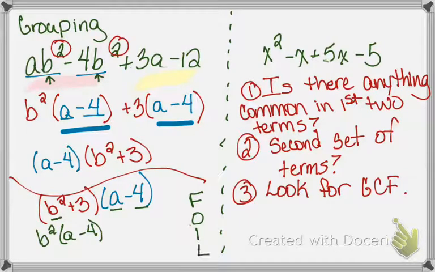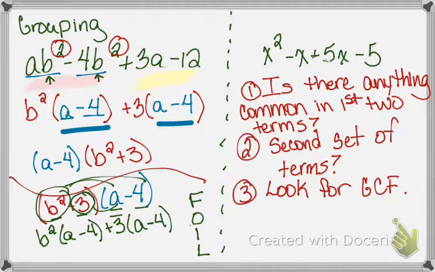Inside and last. Okay? So my inner is plus 3, and I've got to multiply 3 times a and 3 times negative 4. Okay? And again, we don't ever write that down, but that's what we're doing. When we're doing F and O, we're multiplying b squared times these two numbers. And when we do I and L, we're multiplying the 3 times these two numbers.